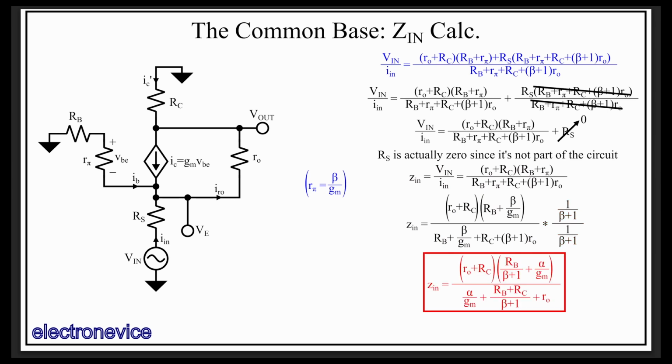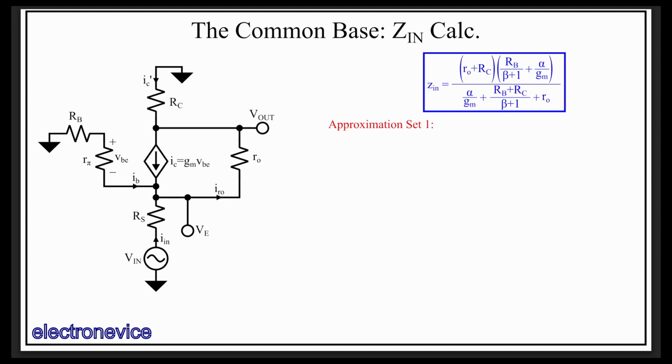So as with the gain, this is the more accurate expression. However, it is of limited use as there is too much going on here. So we'll continue by making some approximations to help simplify things. The first approximation that is often true is that beta is high enough, RB is low enough, and IC is low enough such that RB over beta plus 1 is much less than alpha over GM. This relies on some restrictions on RB and collector current, especially if beta is not very high, so it only works for some situations. This approximation allows us to render part of the numerator negligible.